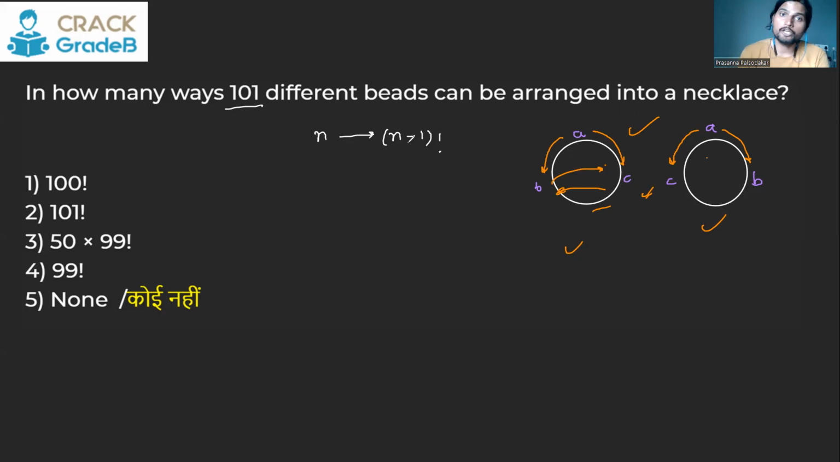So that means circular arrangement wise, there are n minus 1 factorial ways, and necklace arrangement wise, there will be n minus 1 factorial upon 2 ways, because every two different combinations can be converted into a single one if that is a necklace. Two will form only one arrangement, because this and this are the same in case of necklace arrangement.